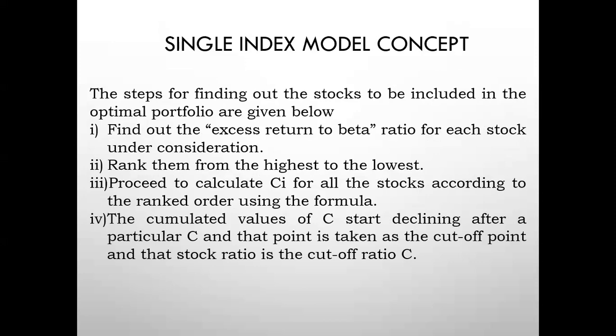The difference between expected return and risk-free return is known as the excess return to beta ratio for each stock under consideration. First, rank them from the highest to lowest. Proceed to calculate C_i for all stocks according to the ranking, using the formula given below. The cumulated values of C start declining after a particular C, and that point is taken as the cutoff point. The stock ratio is the cutoff ratio C.